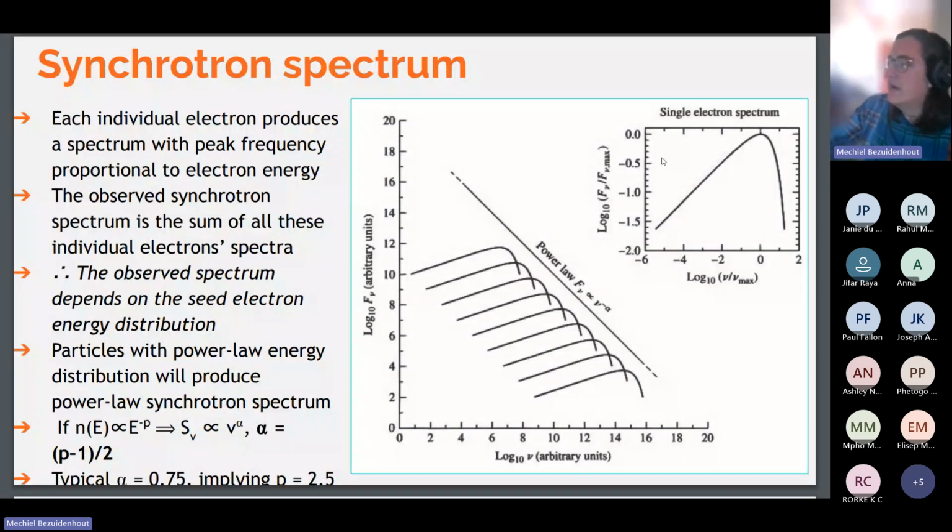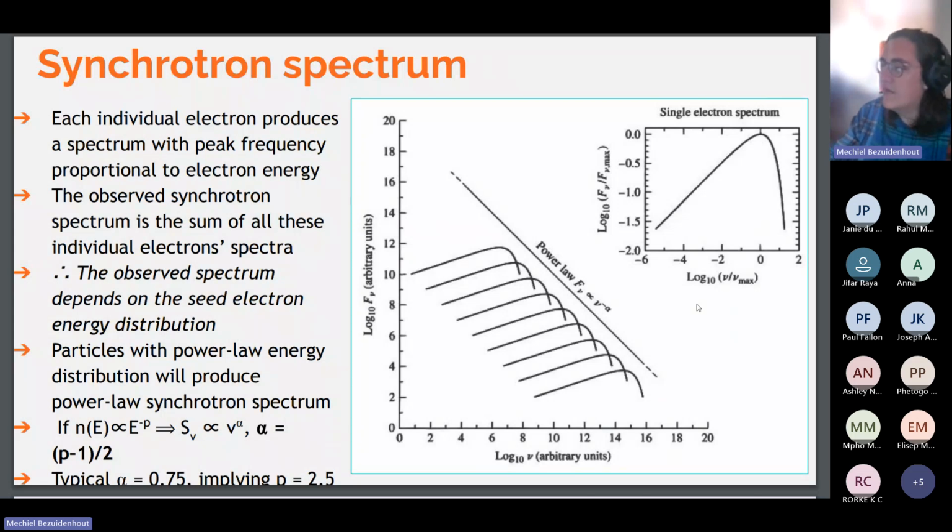You get this peak in the spectrum, and the frequency where that peaks is dependent on the energy of the electron, or the Lorentz factor, the speed of the electron. So the higher energy electrons will produce a spectrum that peaks at a higher frequency.